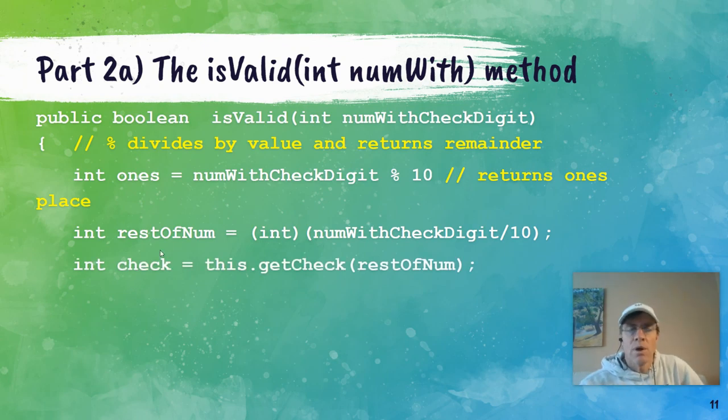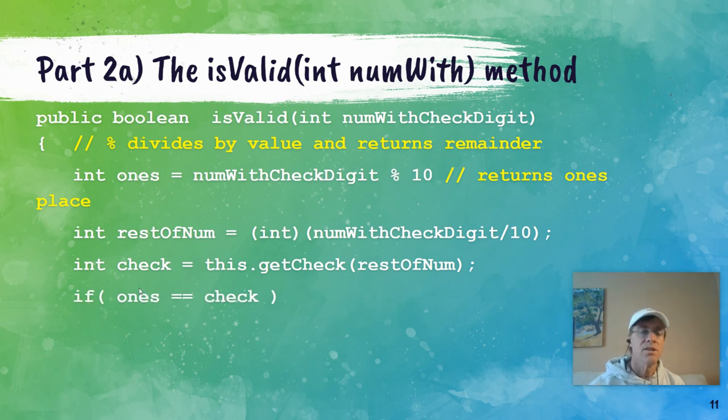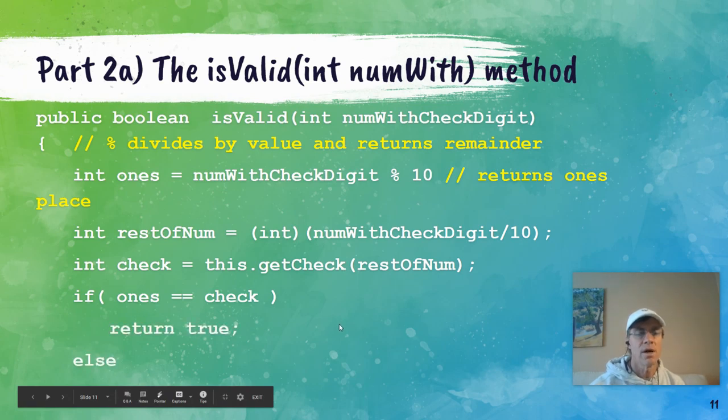So I've got to figure out what that check is. And so I'm going to call this dot check, and I take the rest of the number as a way of doing that. I was able to figure that out by looking at the example, not because they explained that particularly well. So now that check is the number that I'm supposed to be evaluating, now I can do a comparison between check and ones. So if ones equals check, these are primitive, so I can use double equals. If that's true, I'm going to return true. Otherwise, I'm going to return false.